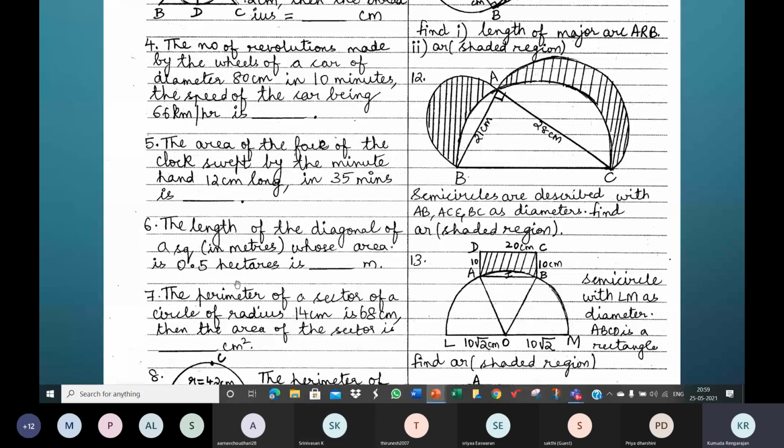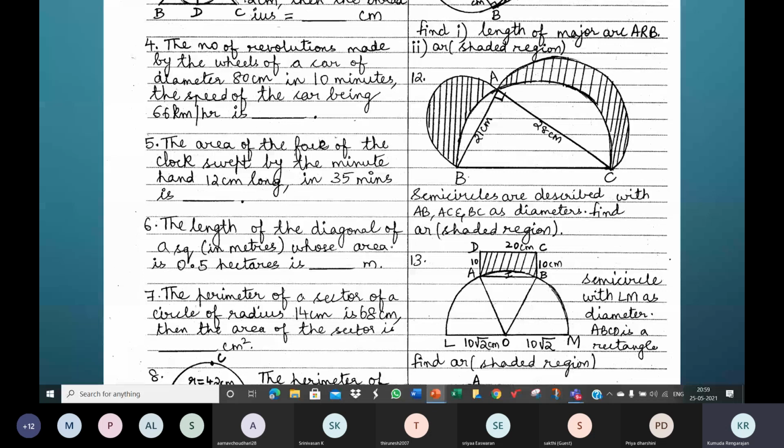Okay, so the area is 0.5 hectares, which means 5,000 meters square, because 0.5 is half a hectare. 1 hectare is 10,000 meters square, so half a hectare will be 5,000 meters square. The area is given. So we need to find the length of the diagonal. Okay, what's the answer you got for the sixth one? What's the length of the diagonal? 100, you said. Okay.